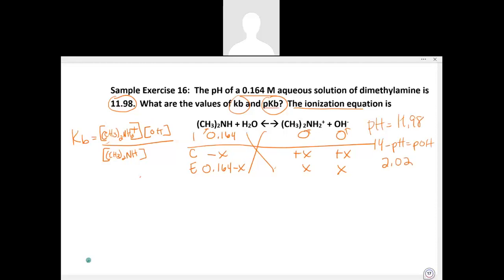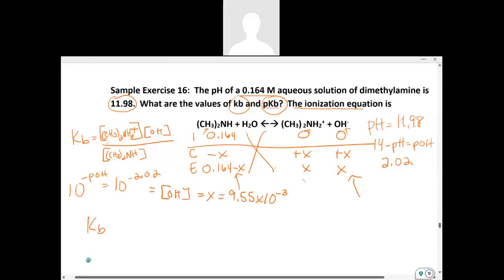All right, so now how can we find our hydroxide ion concentration at equilibrium, you ask? How can we solve for x? Well, we can take 10 to the negative pOH, which would be 10 to the negative 2.02, and that will give us our hydroxide ion concentration, which is our x. If we plug this in properly, we'll find it's around 9.55 times 10 to the negative 3. So again, this is going to be our x value here. Now we can use this x to solve for our equilibrium concentration of our dimethylamine, etc.